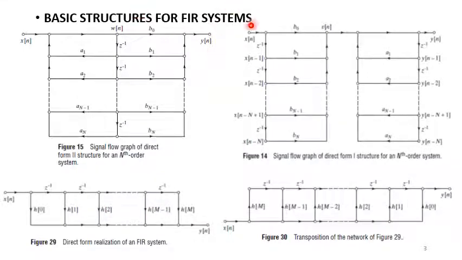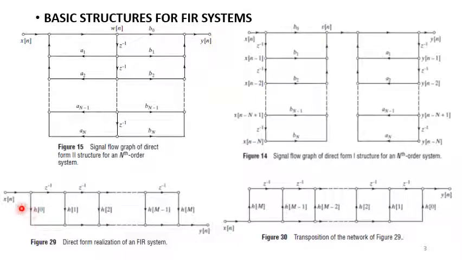If you look at this node, we are just adding them. So at this node we have b0 x(n) plus b1 x(n minus 1), which is delayed by 1 unit. At this point we have b1 times x(n minus 1), at this point b2 times x(n minus 2), and so on. Here again we are adding them, so here we'll have x(n).